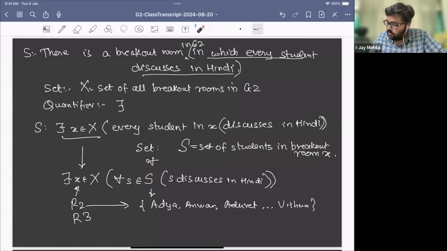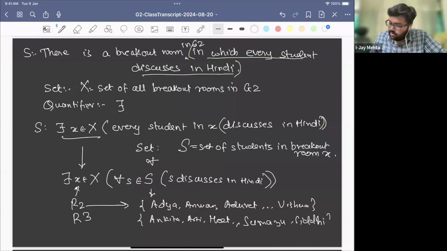Okay, so I have another set which is Aarti, Ankita, Heath, and Sumanyu, Siddhi, right? Now my question is, is the set the same? See, I went to room number 3 and then my set S is this. So the set has changed. Yes, but I used the same notation. So is the set the same every time?